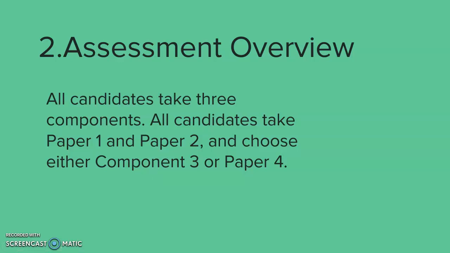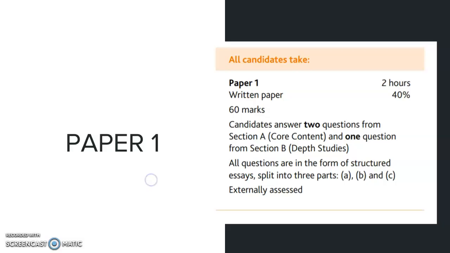Okay, number 2, assessment overview. All candidates should take 3 components. Paper 1 and 2 are both compulsory, and then they have to choose either component 3 or paper 4. The school has made candidates from St. John's International School sit for paper 1, 2 and 4.